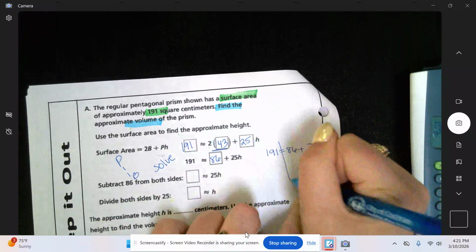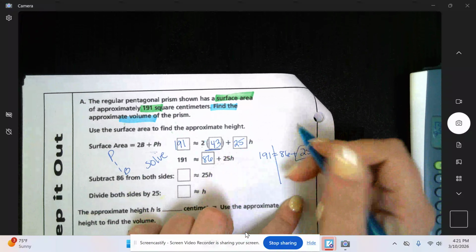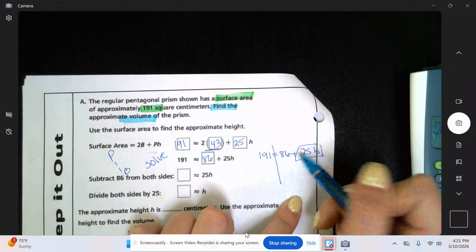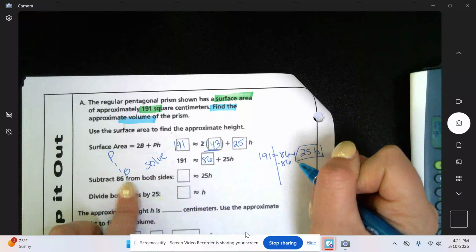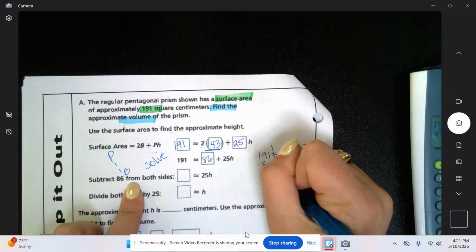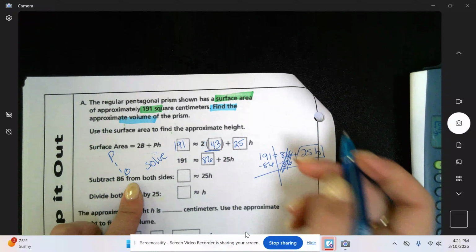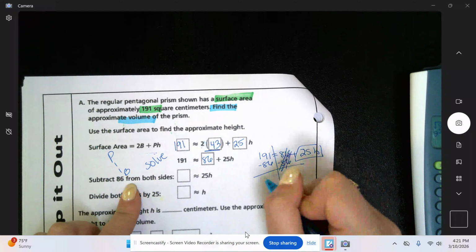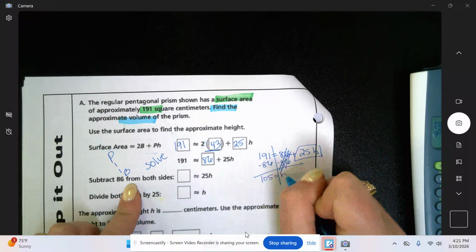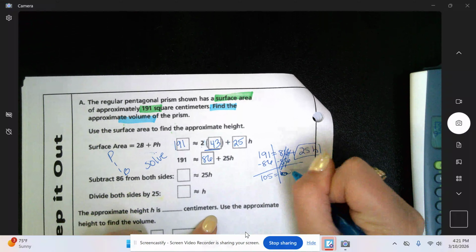I'm going to part the waters like Moses did. Isolate the variable term. Do the inverse. 86 is being added, so we need to subtract 86. Like it says right here, subtract 86 from both sides. That's gone now. So 191 minus 86, if you plug that into your calculator, you should get 105. So we have 105 equals 25H.